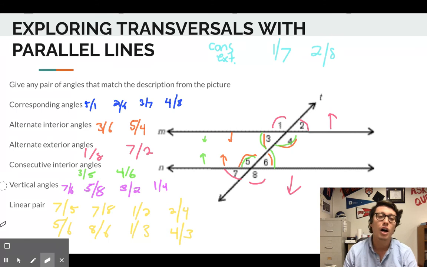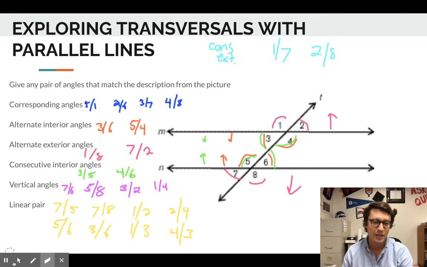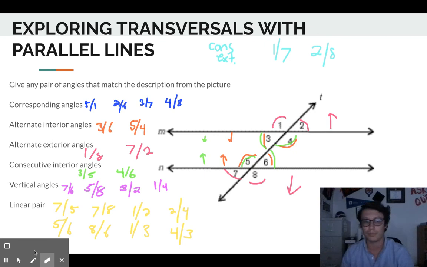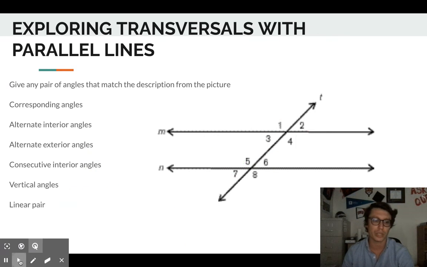Okay, those are all of the different types of special angles that we have, either from this chapter or from chapter 1 way in the beginning.